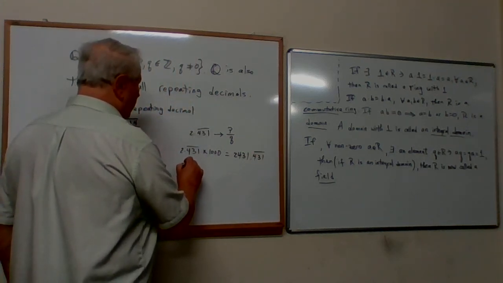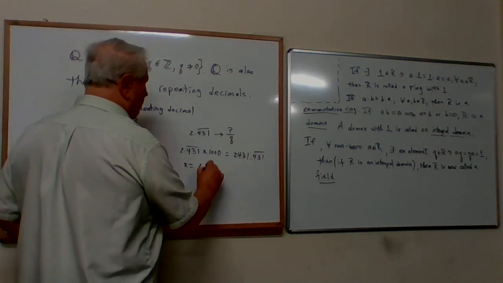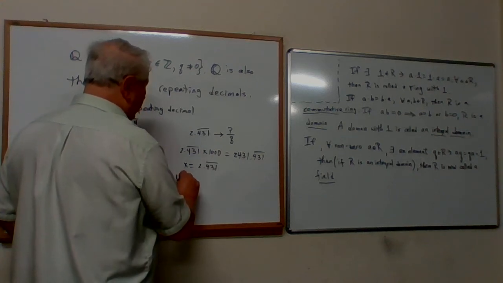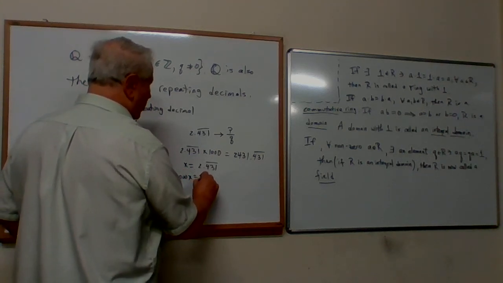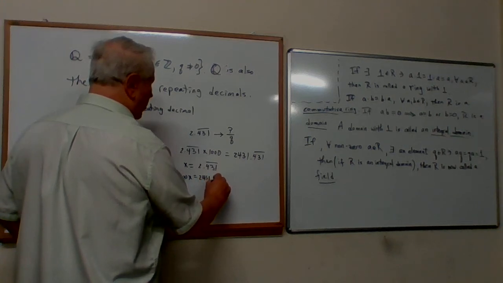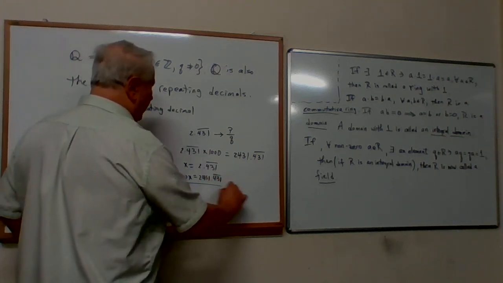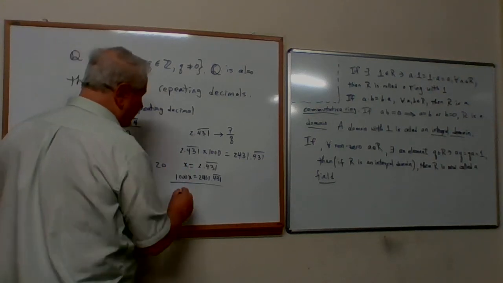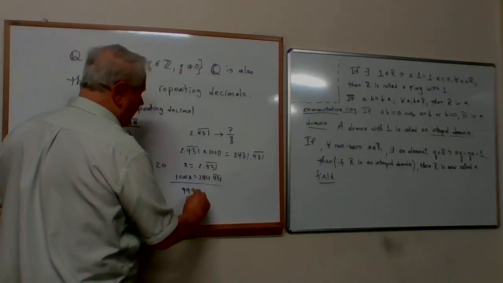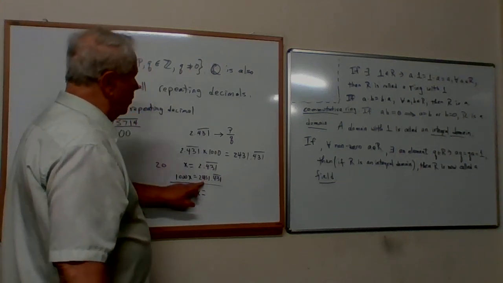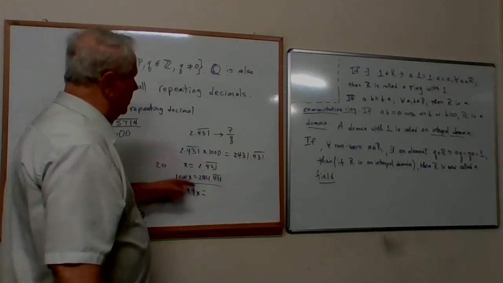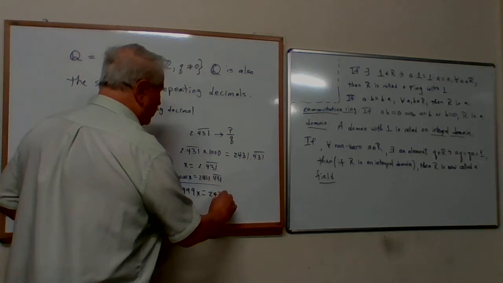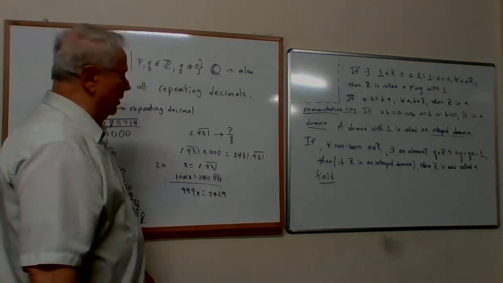So if I let x be 2.431 repeating forever, now that I've multiplied that by 1,000, I've got 1,000x is equal to 2431.431 forever. And if I subtract, let's subtract it in the other order, 1,000x minus x is 999x. 2431 point tail minus 2 point tail is 2429, and the tails cancel each other.